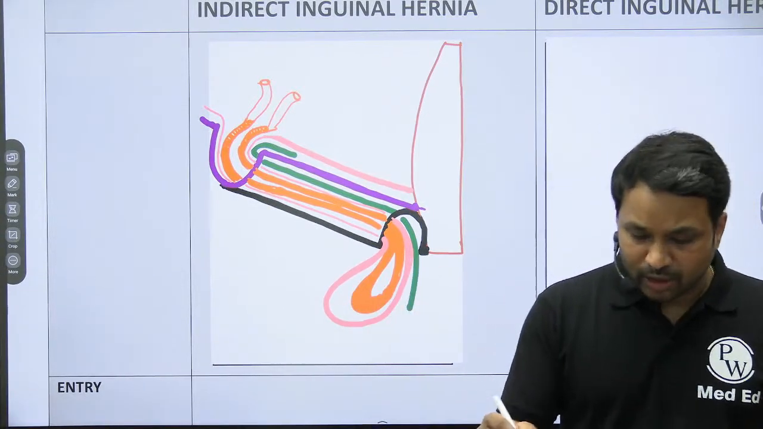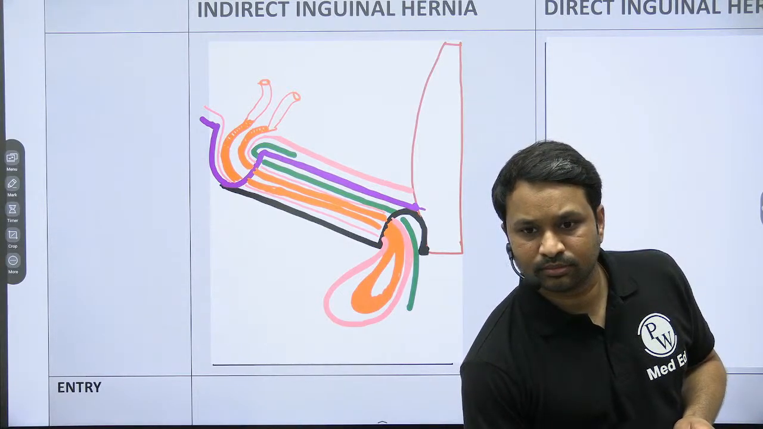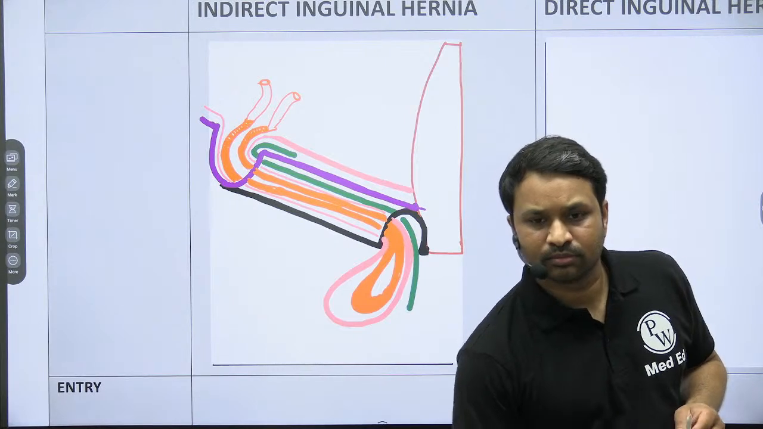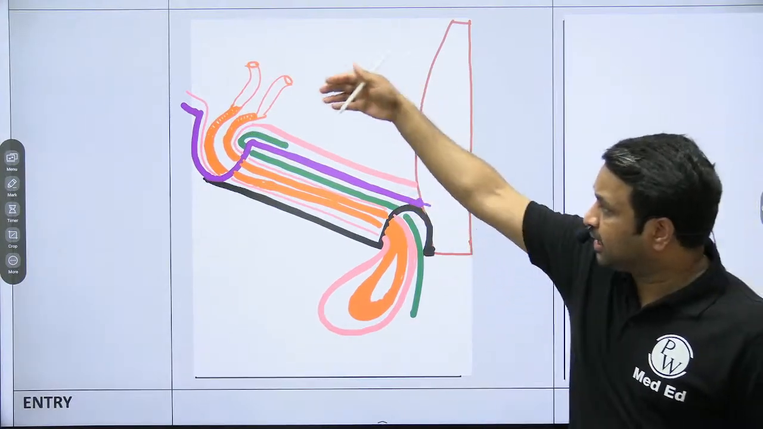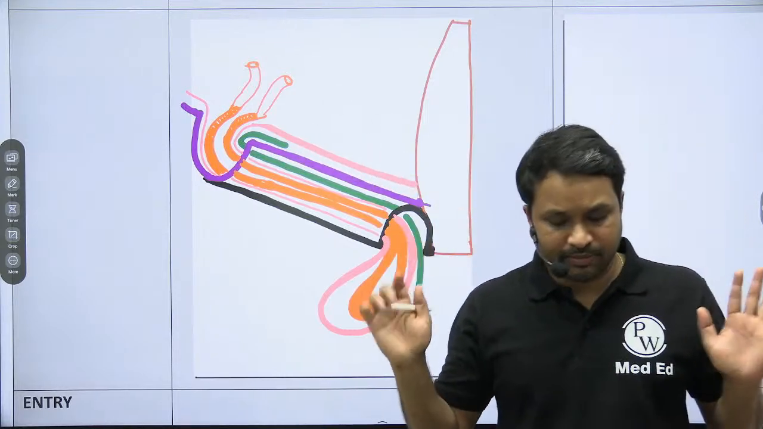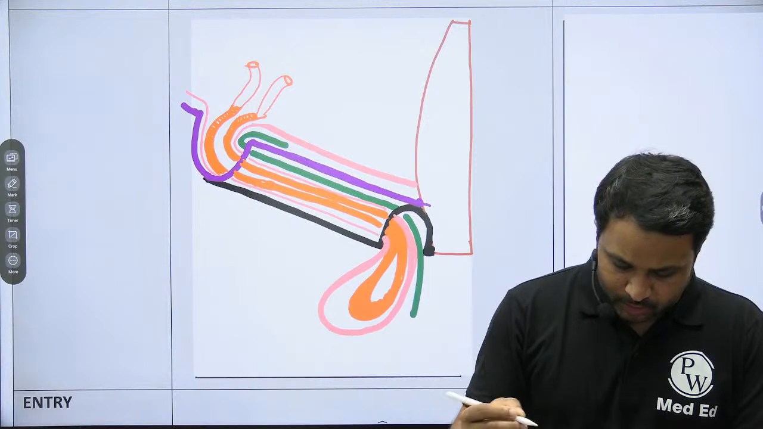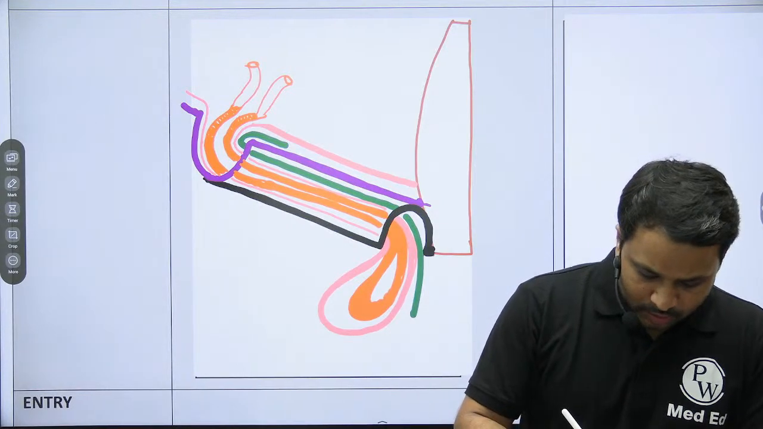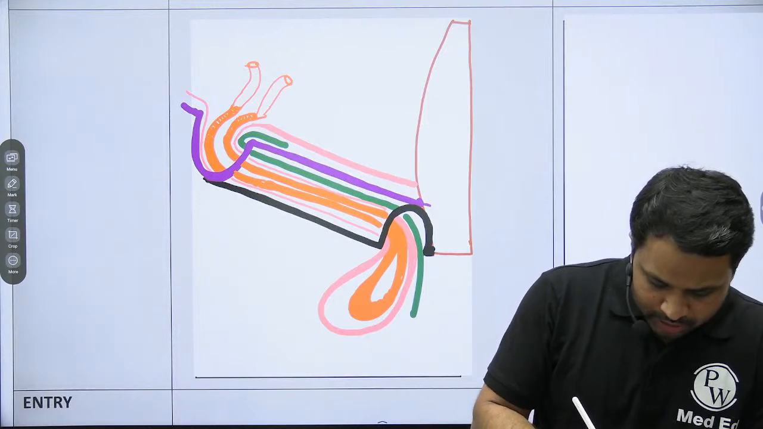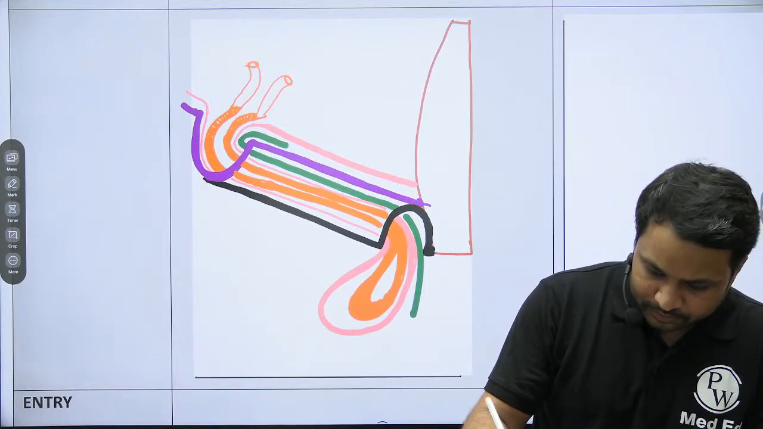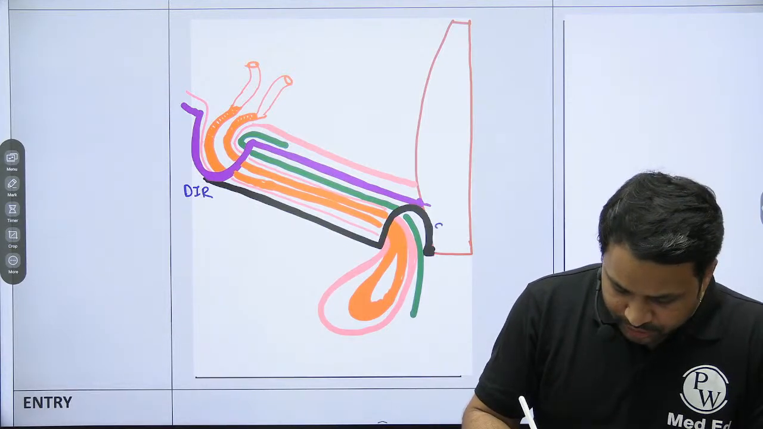So in an indirect inguinal hernia, okay, I hope you're there. In an indirect inguinal hernia, the entry is from here and the exit is from here, as simple as that. I hope everybody is clear that in an indirect inguinal hernia, the entry happened from here and the exit from there. If you look at this, this happens to be your deep inguinal ring, so we call it DI. This is your deep inguinal ring. This is your superficial inguinal ring.